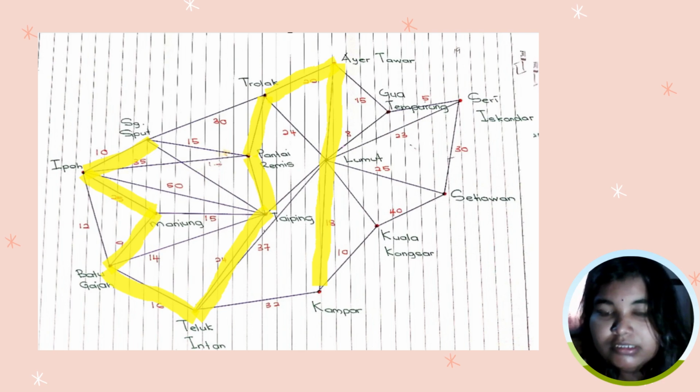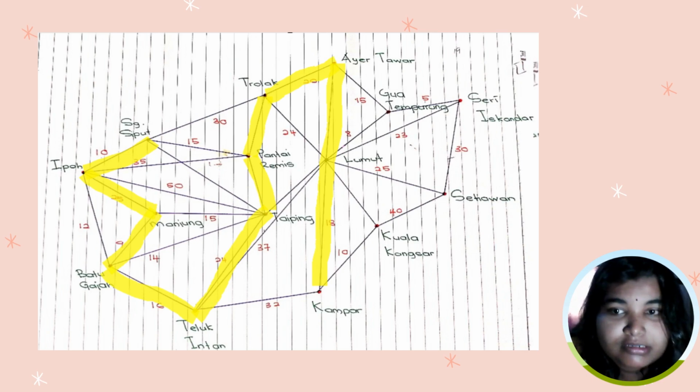Teluk Intan to Batu Gajah is 16 kilometers. Batu Gajah to Manjung is 9 kilometers. Manjung to Ipoh is 25 kilometers. And lastly, Ipoh to Sungai Siput is 10 kilometers.